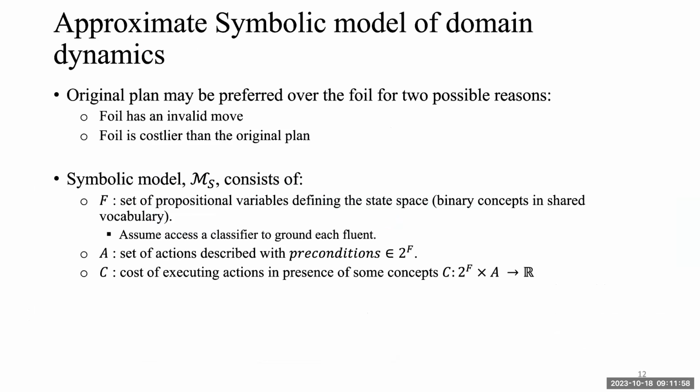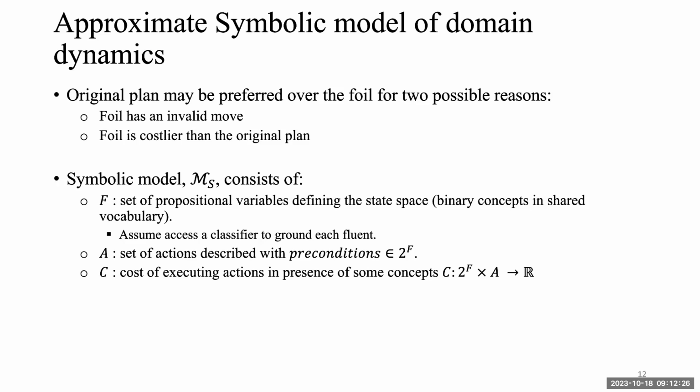Now, how to answer these kinds of questions? So one, the agent can say, hey, the foil has an invalid action. It is a kind of action which is either inexecutable in the state or it violates some hard safety constraint of the domain. Or the agent can prove the foil is costlier than the original plan. So as you can see, both of these things are tied to the environment dynamics.